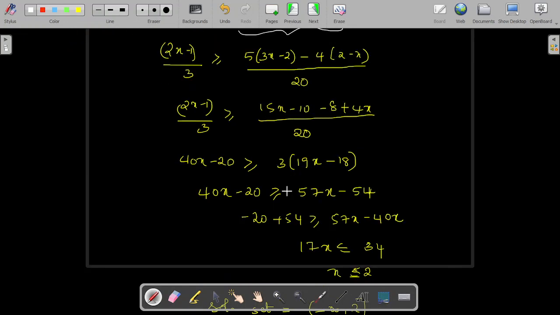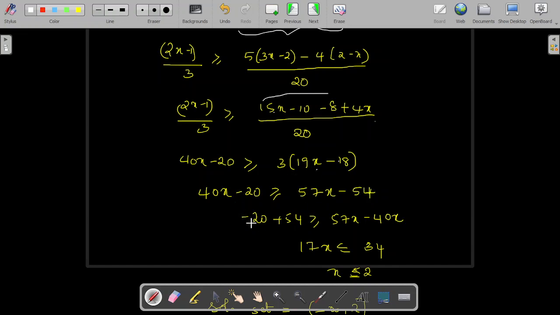Now do the cross multiplication. We can apply the usual method of solving equations to inequalities also. Cross multiplication is nothing but first multiplying by 3 on both sides, then multiplying by 20 on both sides. It takes a lot of time to write all those steps, so you can skip the steps and directly do the cross multiplication. 20 times (2x minus 1) is 40x minus 20, greater than or equal to 3 into (19x minus 18). So 40x minus 20 is greater than or equal to 57x minus 54.